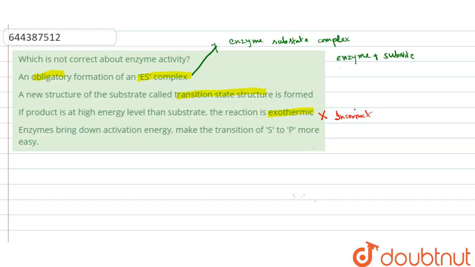The last one, enzyme brings down activation energy, make the transition of S to P more easy. That is also correct for the enzyme activity.